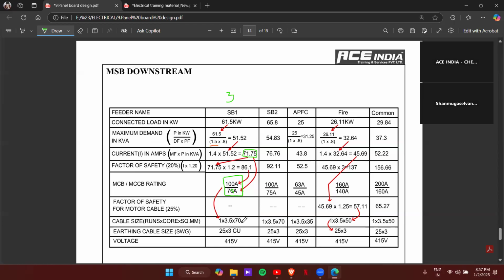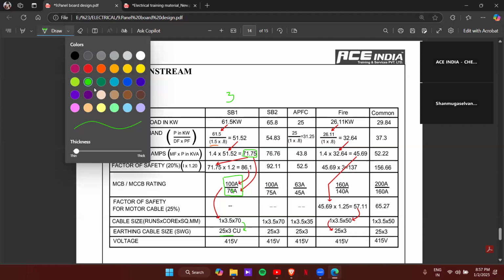And then earthing again: if the rating increases, we have to go for what? Strip earthing. A 25 by 3 copper strip is what is used for the earthing. So this is the way to calculate an SB panel in the MSP. Both are the same, SB1 and SB2 are similar.